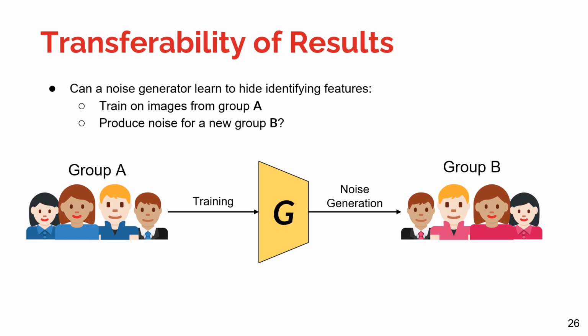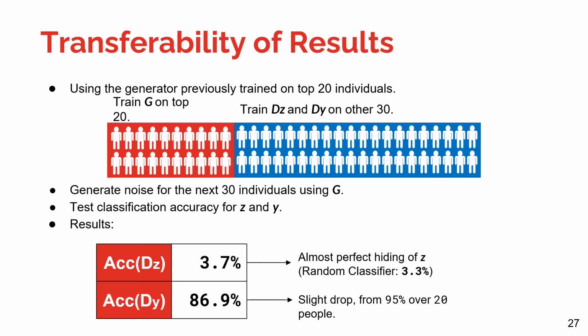Finally, there is a question of transferability of our results. Can a noise generator learn to hide identifying features when it's trained on the group A and then it is used on a separate group B? To test this, we designed an experiment using the Ocutherm dataset, where individuals were moving in and out of a room. Previously, we trained a noise generator G on the top 20 individuals with the highest number of images. Here, we also trained a target and sensitive classifier on the other 30 individuals.